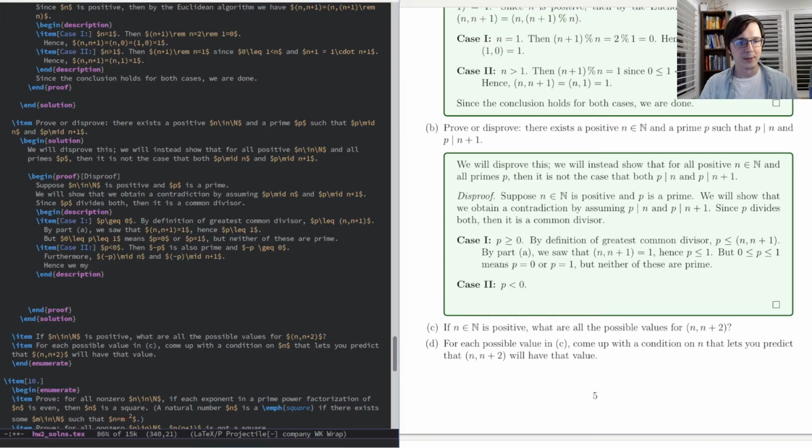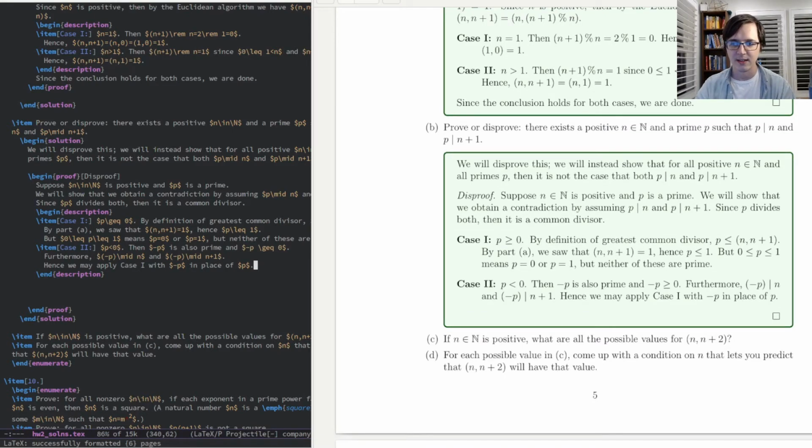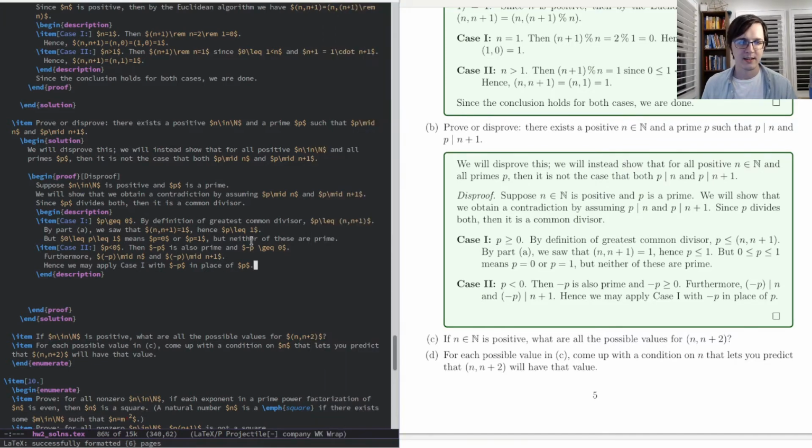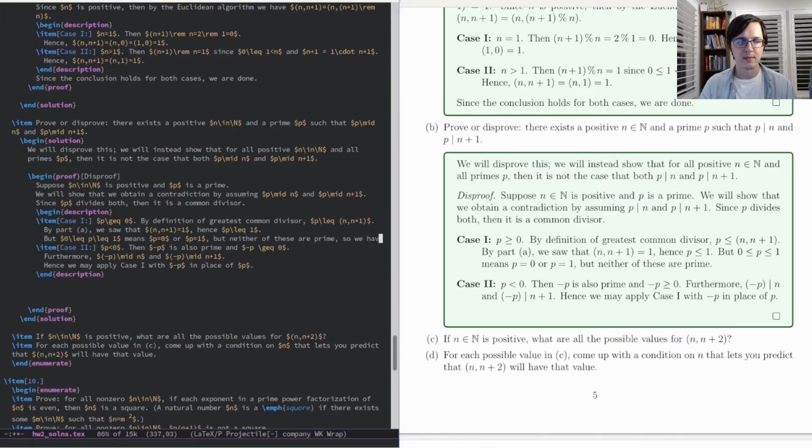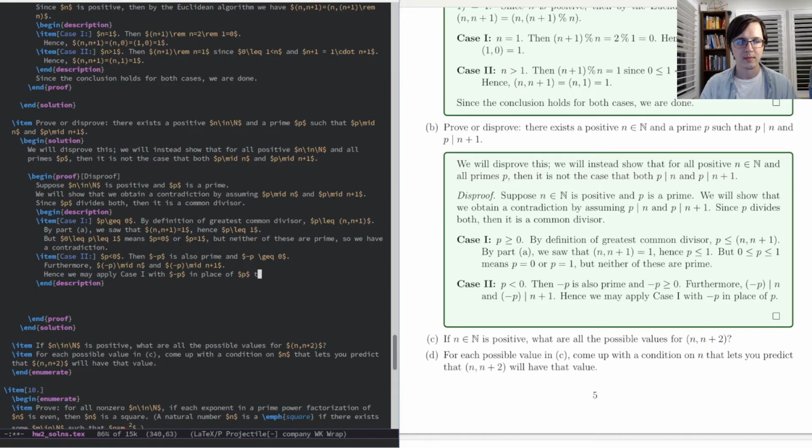Hence, we may apply case 1 with minus p in place of p. This is a little trick to reuse work. And by applying it, we reach a contradiction. So both cases resulted in contradictions. So they're done.